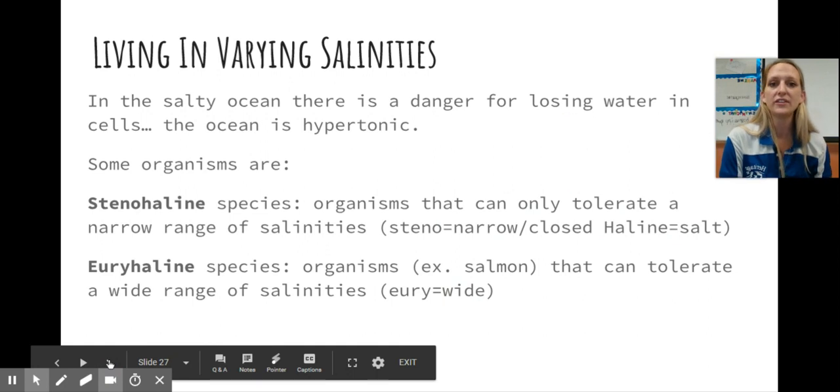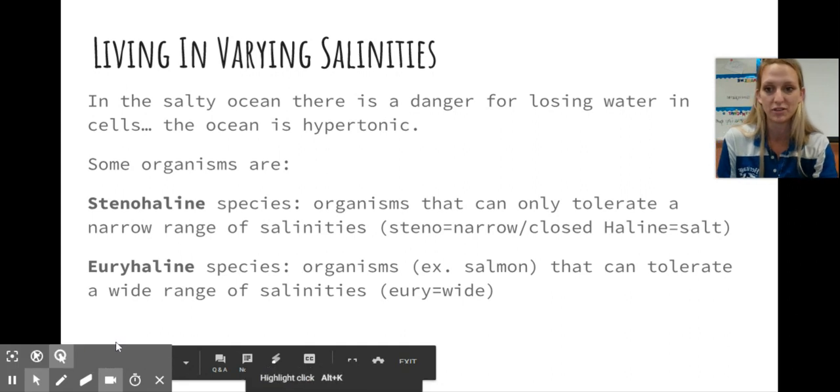Living in different salinities. Living in the ocean is very hypertonic, so organisms are going to have to be able to adapt to having a high water gradient and a solute gradient. Some organisms can be stenohaline, which can only tolerate a smaller, narrow range of salinity changes. Other organisms can be euryhaline and live in deltas, tide pools, estuaries, lagoons, and they can tolerate a wider range. An example of this is salmon. I said in class today, go for salmon, pick salmon.